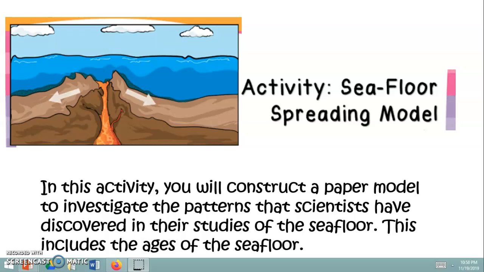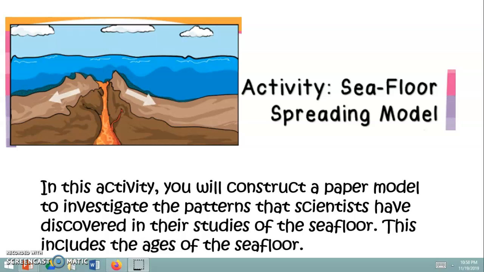So I did want to create this brief video to walk you through the steps to creating your seafloor spreading model. In this activity, you're going to construct a paper model to investigate the patterns that scientists have discovered in their studies of the seafloor. This includes the ages of the seafloor. We kind of alluded to this when we did our graphing activity, where we could see that the newer rock is near the ridge, and the further out it goes, the older the rock is. This is one of the patterns that we were able to see.